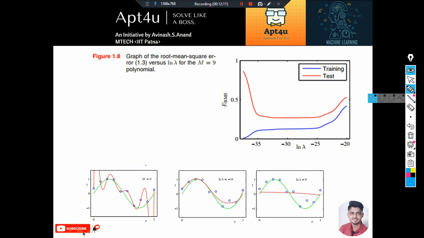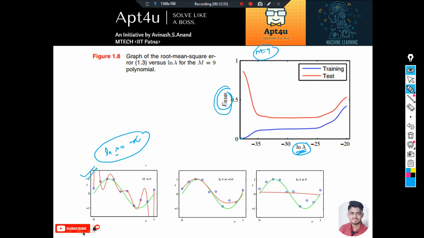How do we see? You can see at this point, this is the root mean square versus the ln lambda plot. So it is very simple to understand. Remember, root mean square will be 0 at this point, right, when ln lambda is very low. Remember, when ln lambda is equal to minus infinity, we saw that, this is for m equal to 9, okay? This is for this polynomial curve.